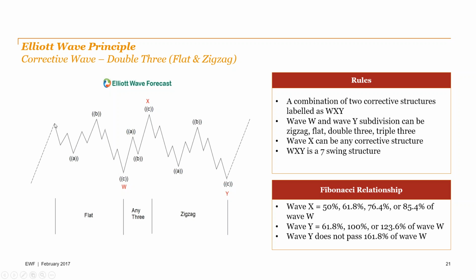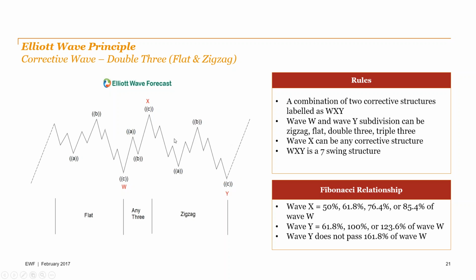What is this structure here, guys? This is a flat, right? You have 3, 3, 5, sideways, expanded flat. On the right side, what do we have? We have 5, 3, 5. So we have a zigzag, ABC.